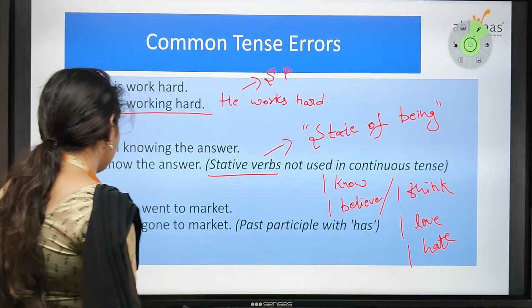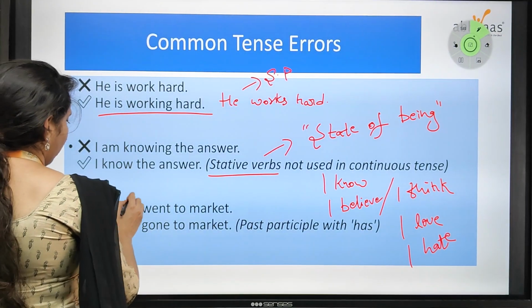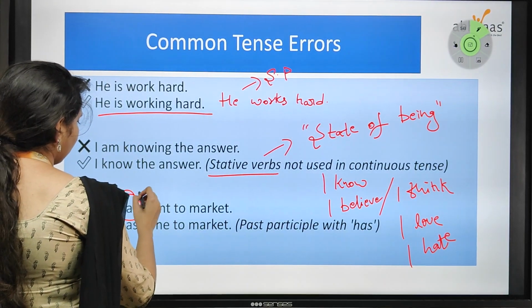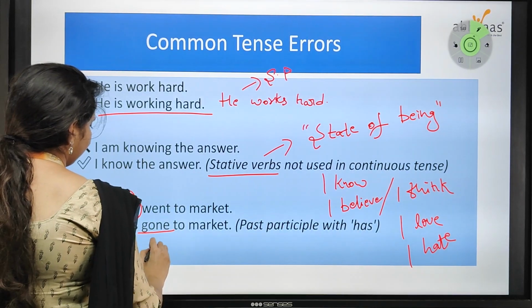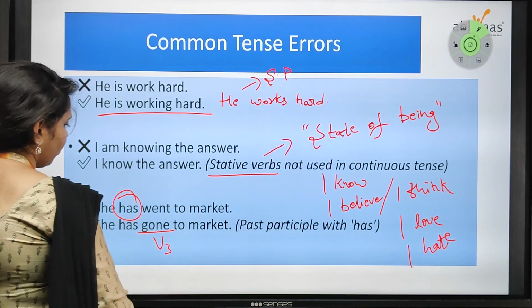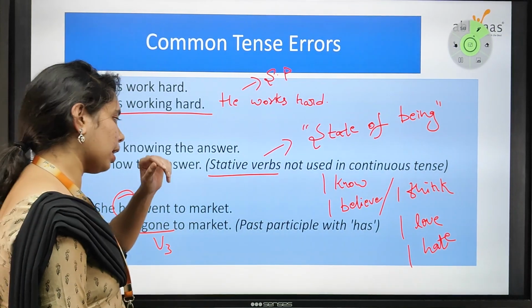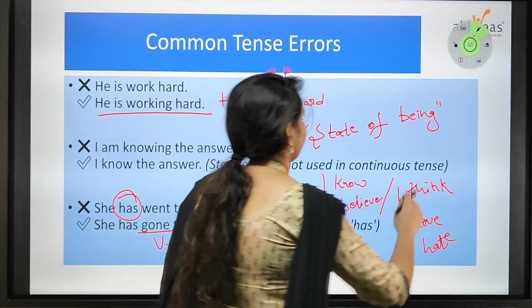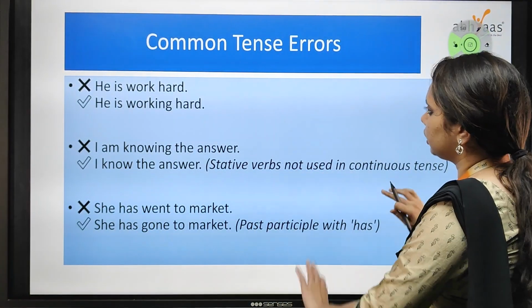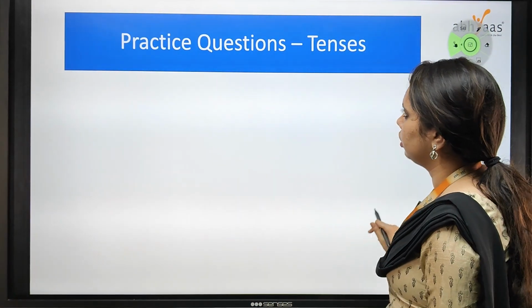Now, she has went to the market. No, whenever you come across has or had, the verb will always be in V3 form, which is nothing but the past participle form. These are just some common errors.